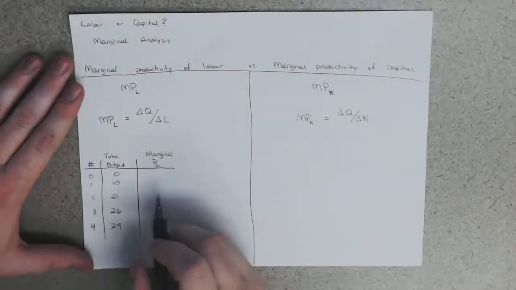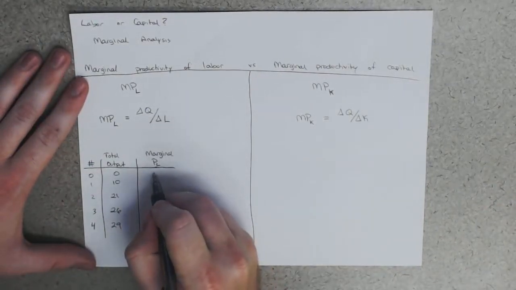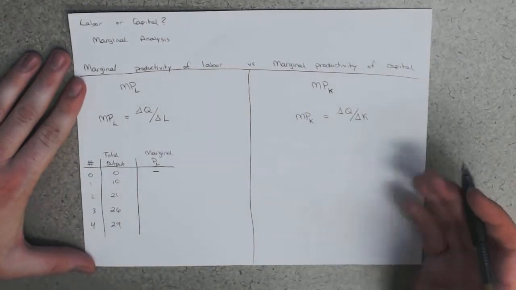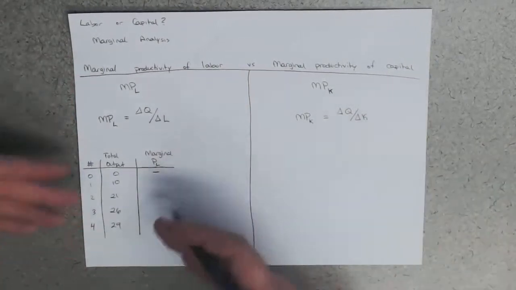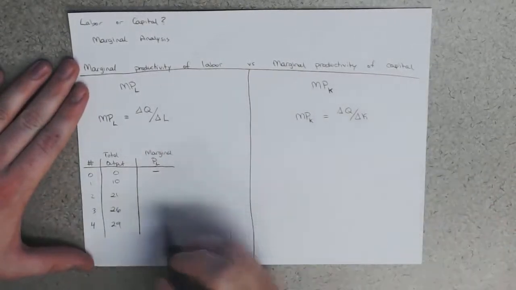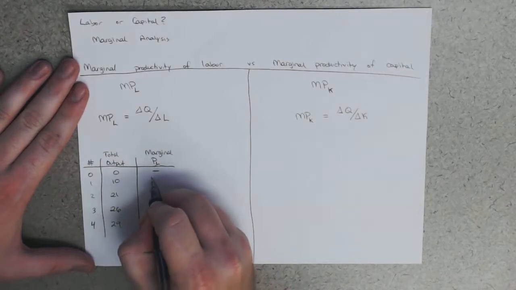Okay, so what is the marginal productivity of labor for the 0th? Well, that doesn't exist, right? Can't have -1 workers. If you could find a way to have -1 workers, that would be pretty wild. Okay, so the first worker, by showing up, adds 10.